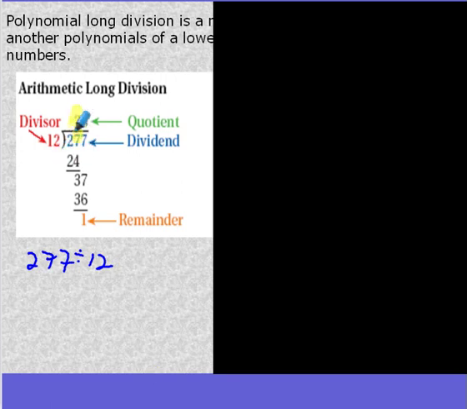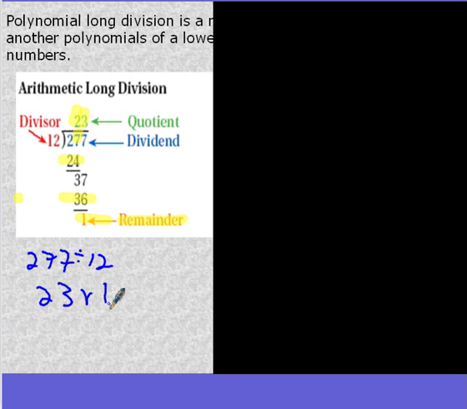How many times? Twice. Multiply 12 by 2, get 24. Subtract that from 27 and we have 3. 12 doesn't go into 3, so we're going to bring the 7 down. 12 goes into 37 3 times. 12 times 3 is 36, and we end up with a remainder of 1. So the answer to this is going to be 23 remainder 1.